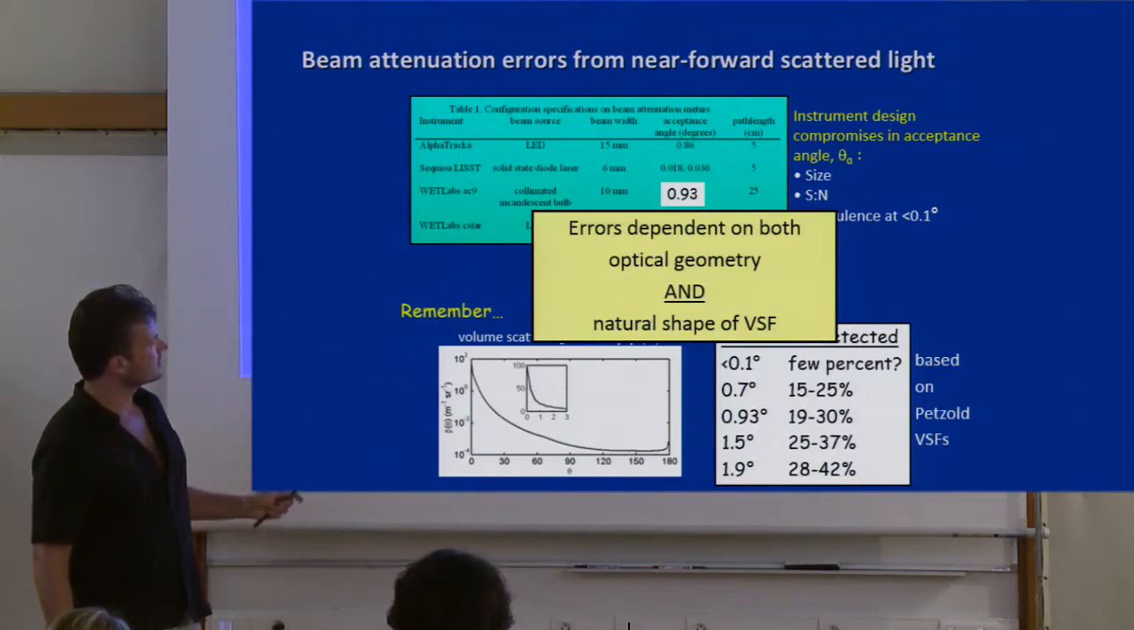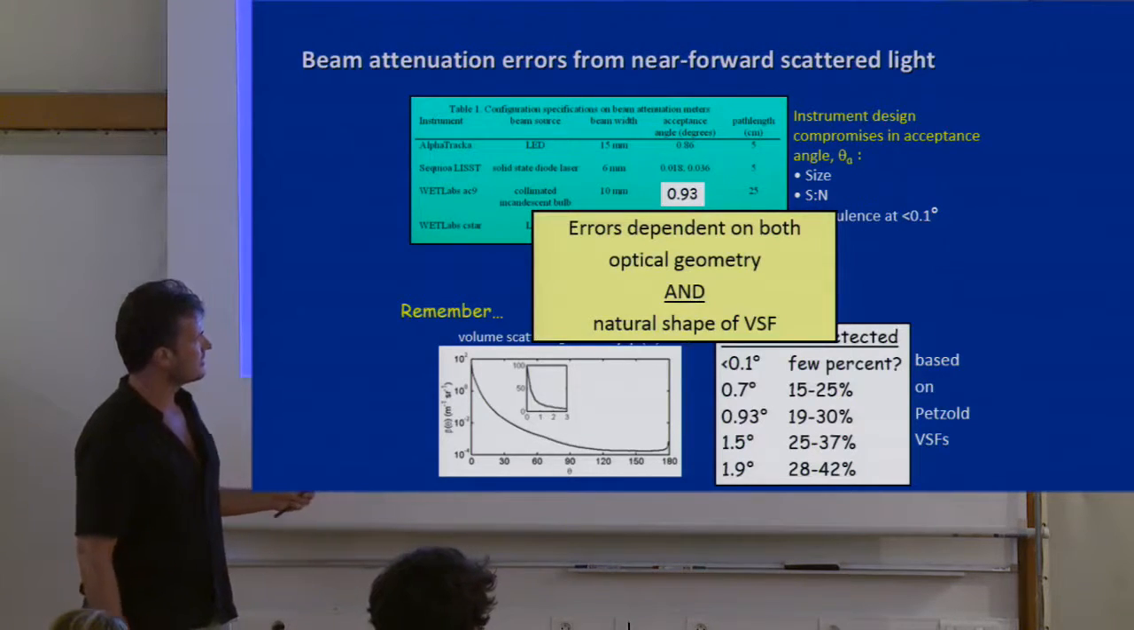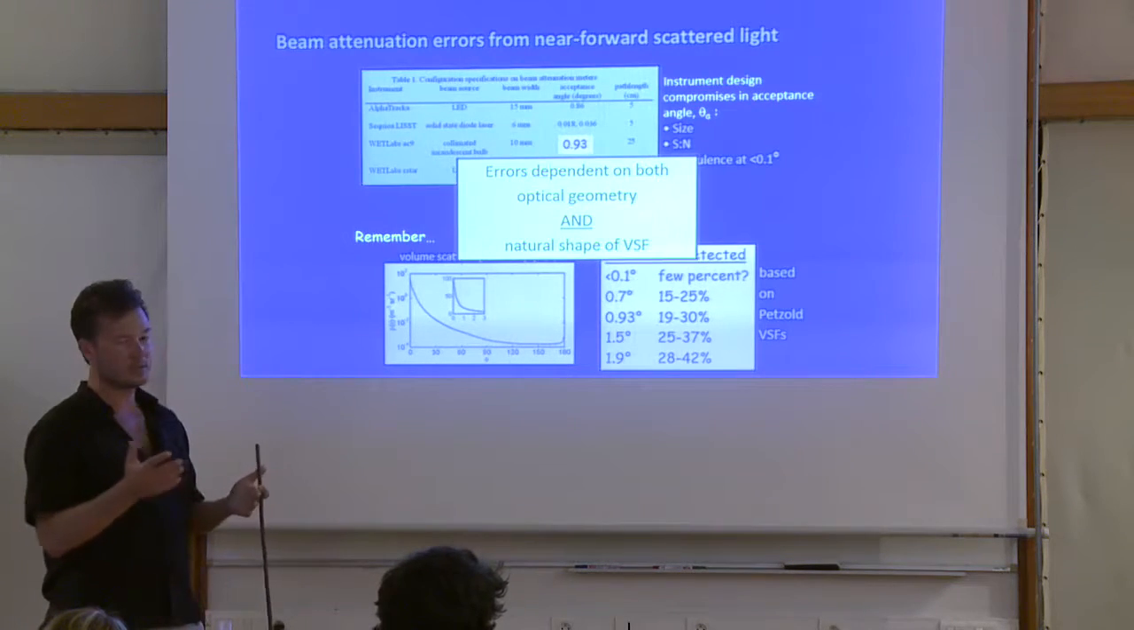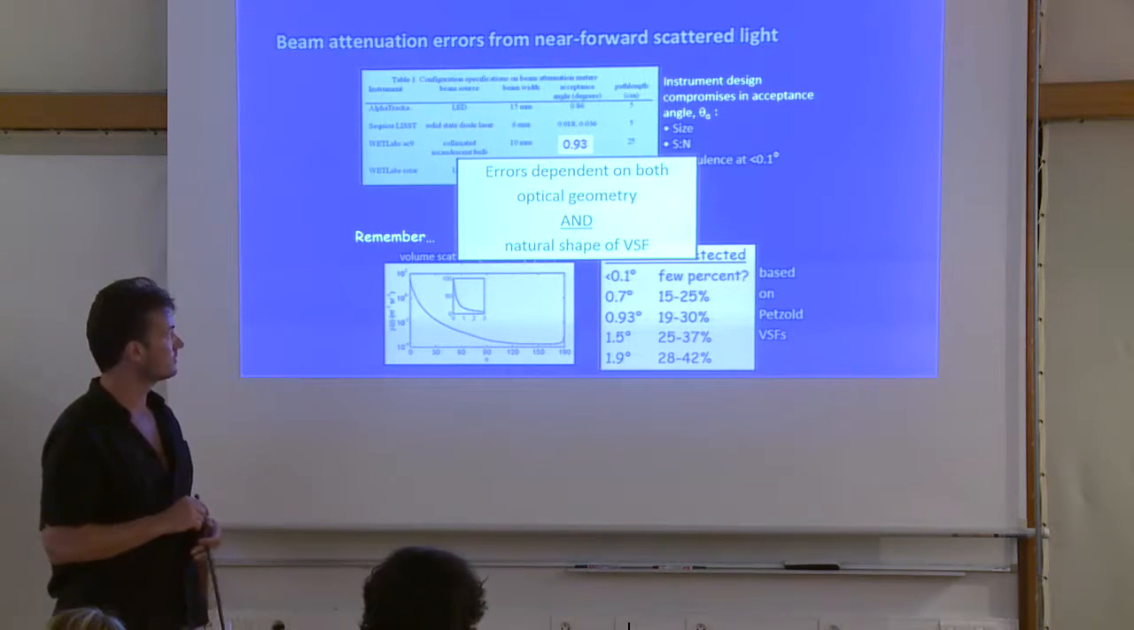So again, I would make the point that this range here is because there's natural variability in that volume scattering function shape in the near forward.